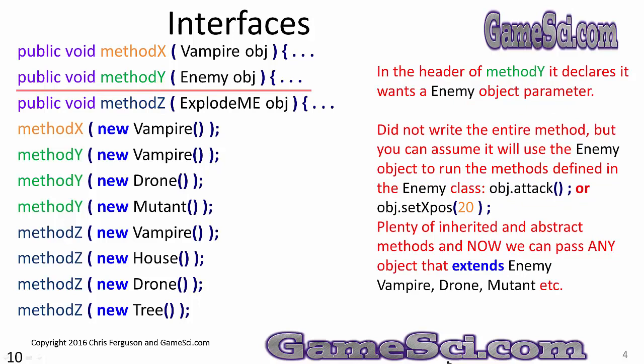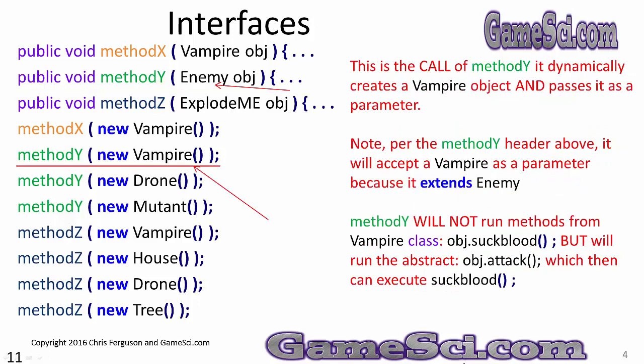In the header of method Y, it declares it wants an Enemy object parameter. Now, I did not write the entire method, but you can assume it will use the Enemy object to run methods defined in the Enemy class. Things like obj.attack or obj.setExposition. There are plenty of inherited and abstract methods, and now we can pass any object that extends Enemy. We can pass a Vampire object to method Y. We can pass a Drone object to method Y. We can pass a Mutant object to method Y. What we've done is we've opened the door to calling this method with many different types of parameters.